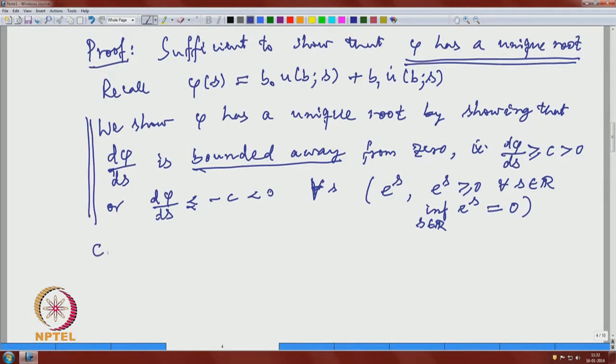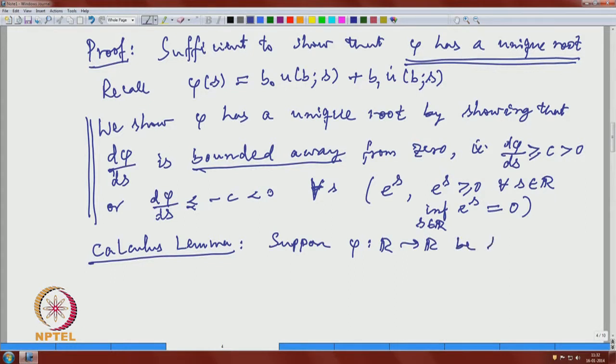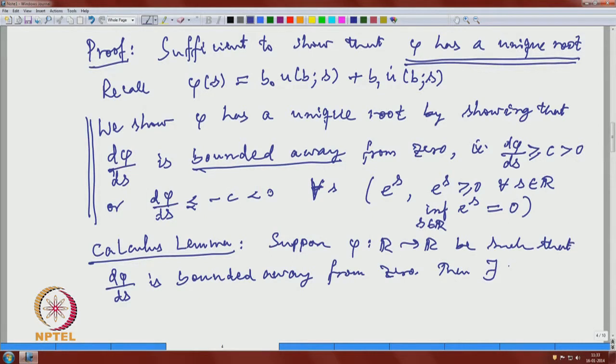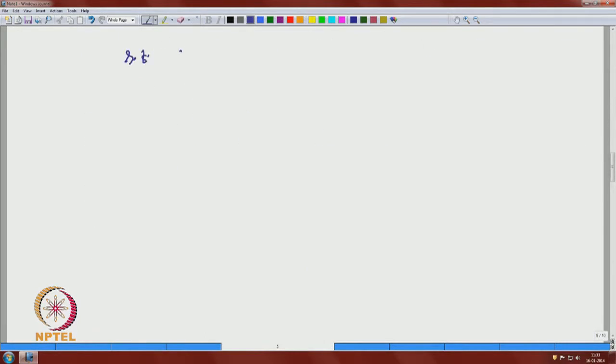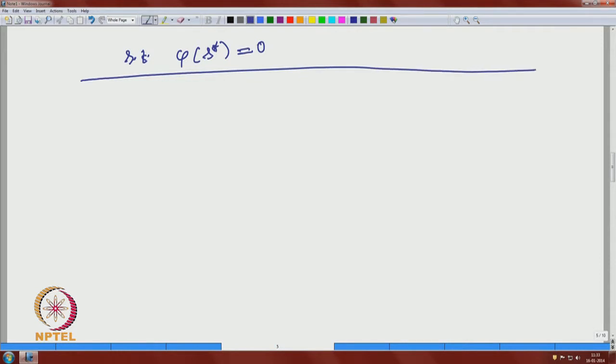This is a simple calculus lemma. Suppose phi from R to R is such that d phi by d s is bounded away from 0. Then there exists a unique s star such that phi of s star is 0. It is a very simple thing, it is not hard to see.